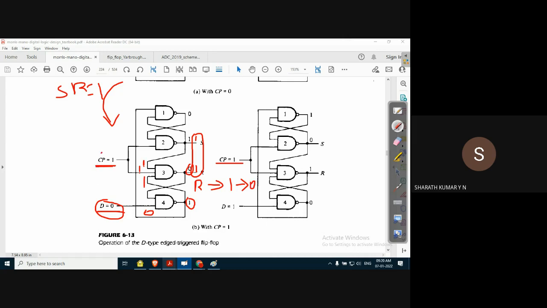Because basically it is because of the clock pulse. If clock pulse would have been 0, R would have stayed at 1. Because clock pulse is also 1, it is changing. No problem. Okay, fine. What about the first NAND gate?